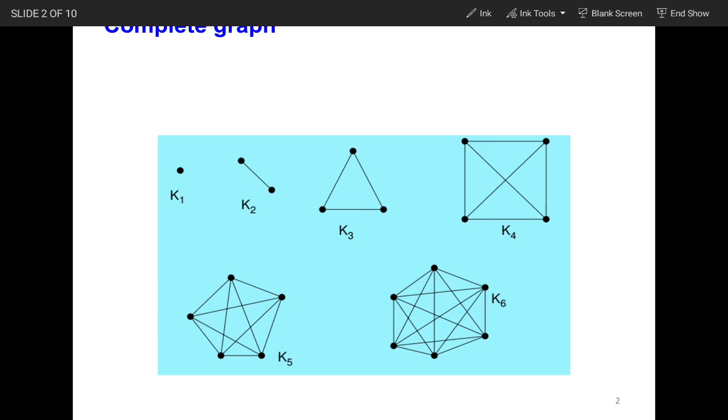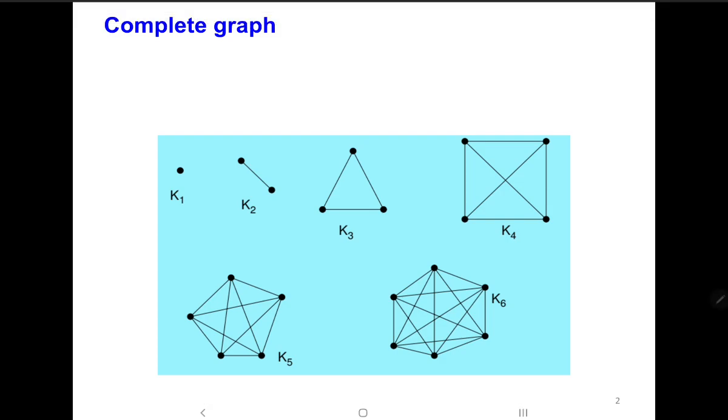First, I used the word simple. It means that there cannot be more than one edge between two vertices. Undirected means there is no direction, and also there should not be loops, meaning an edge which is starting and ending at the same vertex.